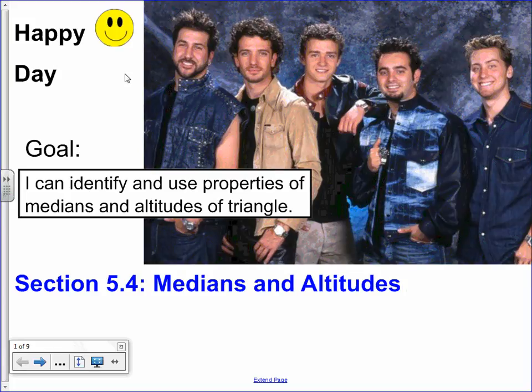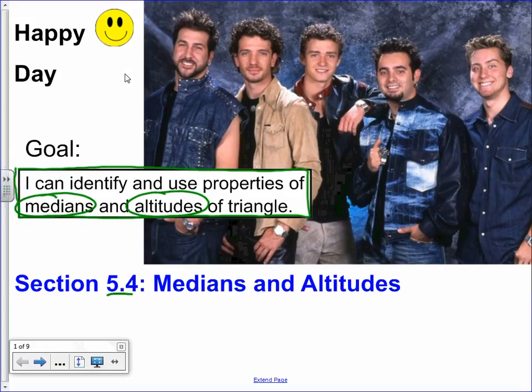As we're going, the goal for today, for Section 5-4, we're continuing with this theme of interesting different relationships in triangles. And the relationships we're dealing with today are dealing with medians and altitudes. So please have the goal written down. It says I can identify and use properties of medians and altitudes of triangles.